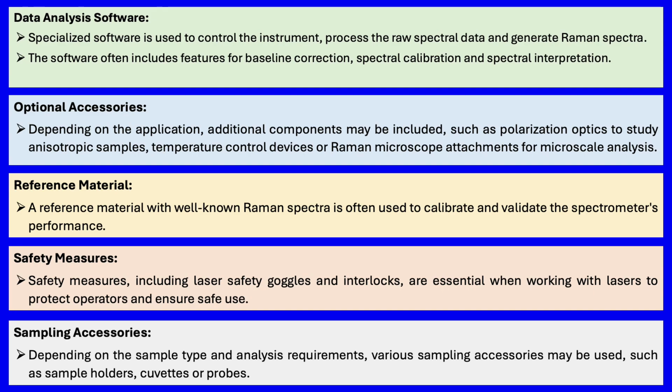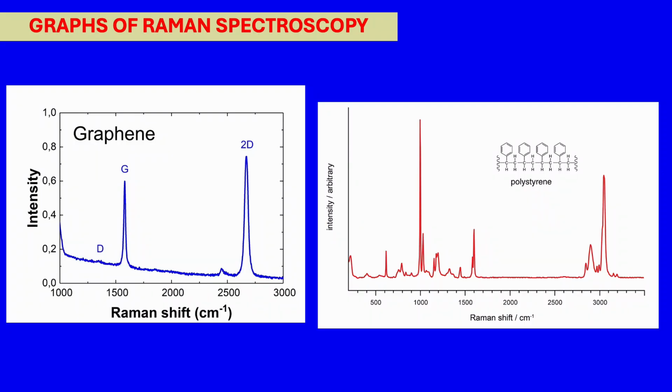Depending on the sample type and analysis requirement, various sampling accessories may be used, such as sample holders, cuvettes or probes. If you are able to handle the Raman spectrometer very accurately and you handle the software very perfectly, then you will get such a clear picture as shown here and you will get a good Raman shift with the intensity of your material.